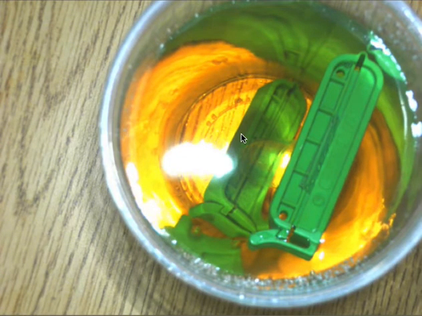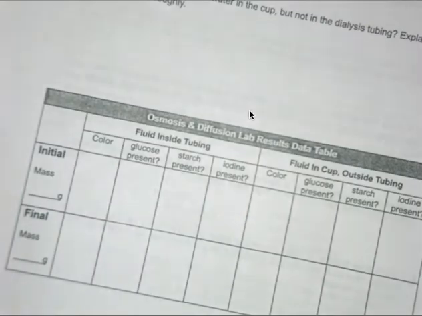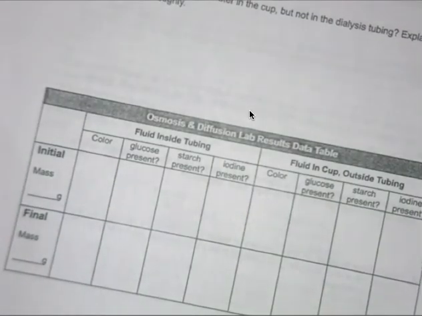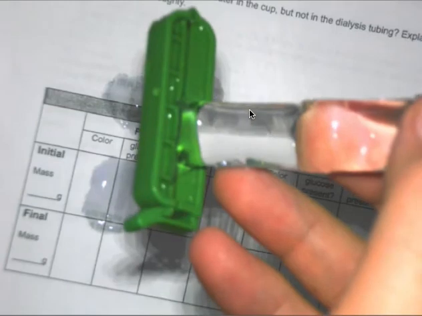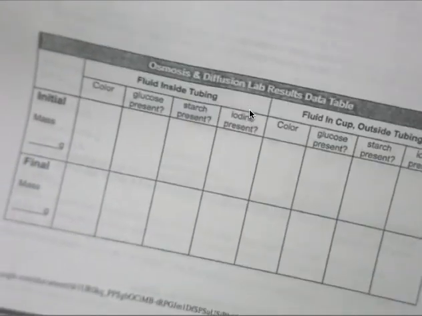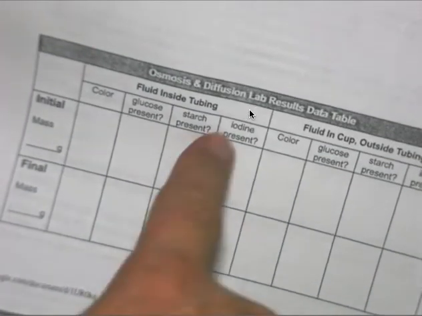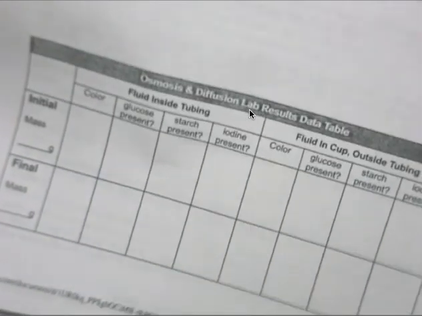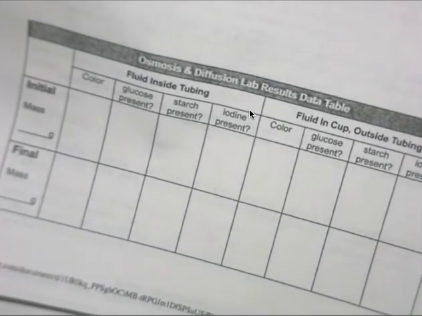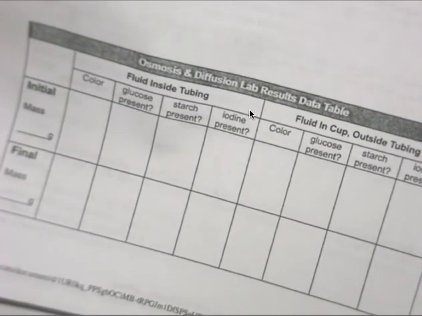Now it says wait for 15 minutes. But let's take a quick moment here to fill in the chart. What was the initial color of the tube? That was clear. Was glucose present in the tube? Yes. Was starch present in the tubing? Yes. Did we put any iodine in the tubing? No. Now, let's take the color of the cup.